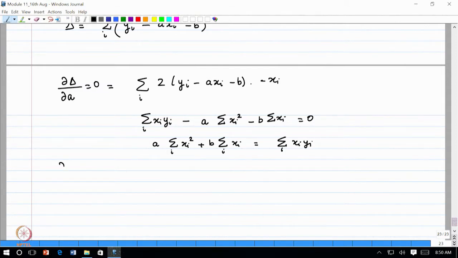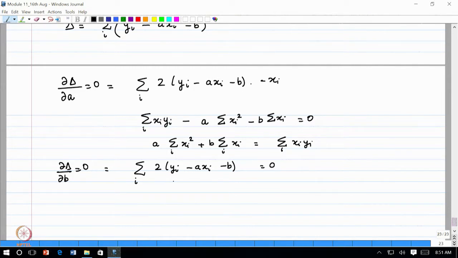Now, if I do dou delta by dou b equal to 0, then what I will get is something very similar. So, I will get sum over I twice y I minus A x I minus b, and now I will just get a 1. So, derivative with respect to b is just 1. So, this equal to 0.